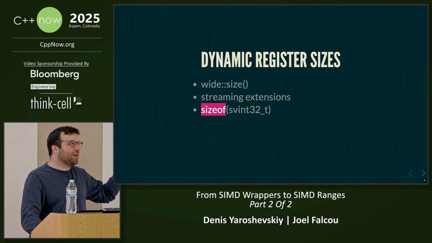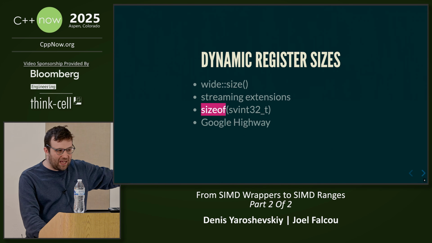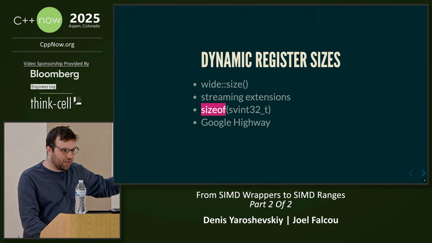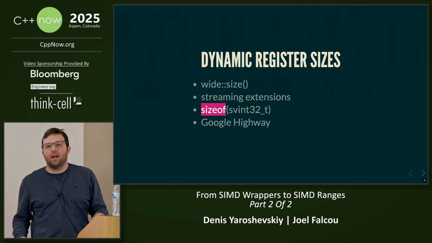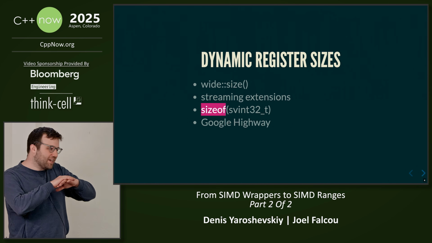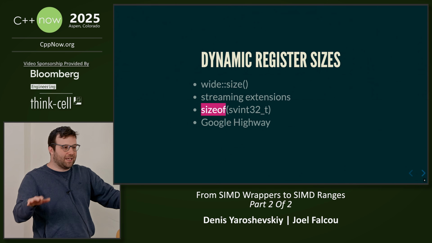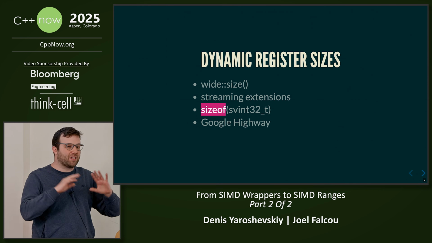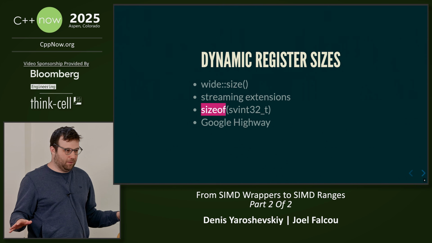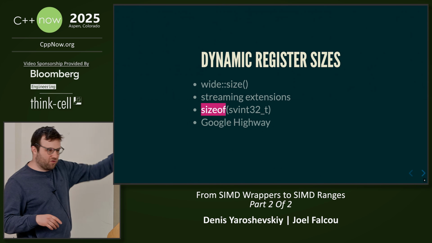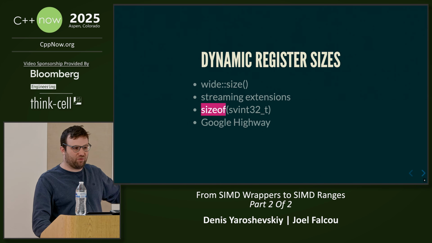The only library that supports this at the moment is Google Highway. In Google Highway, they said, we really want it, and because they really want it, they sacrificed as much as was needed to get this to work. For example, to the best of my knowledge, you cannot do zip in Google Highway because they wanted to support this specific case.